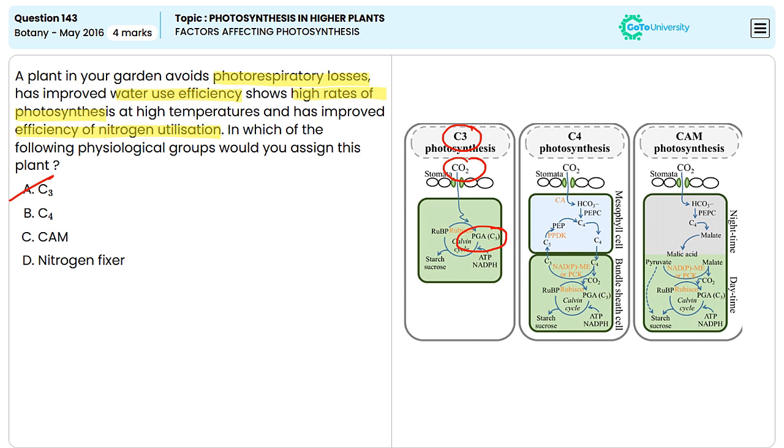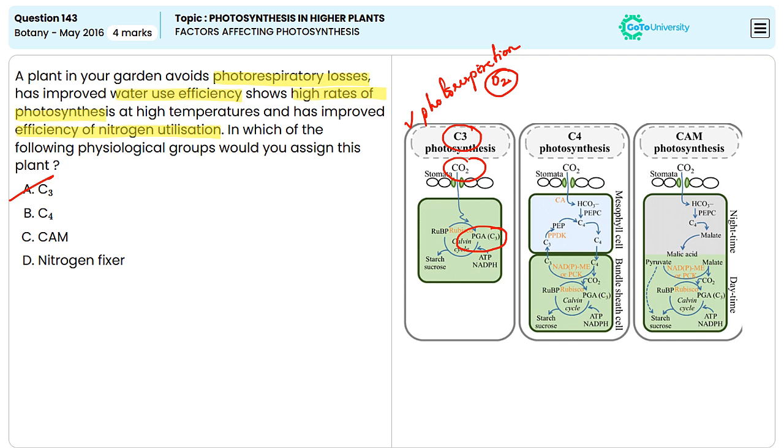C3 plants are more prone to photorespiration, and photorespiration is a wasteful process where rubisco fixes oxygen instead of carbon dioxide, especially under the conditions of high temperature and low carbon dioxide concentration. So this will lead to a decrease in photosynthetic efficiency because energy is lost in the process of breaking down the 2-carbon compound created during photorespiration.